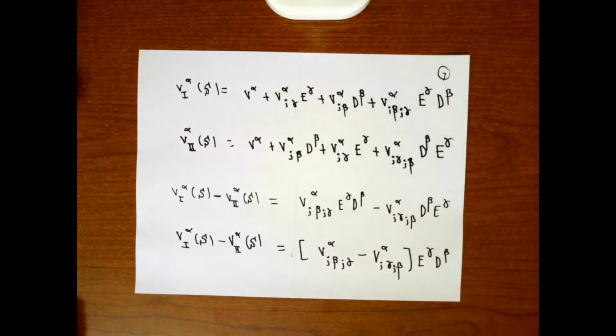And thanks to the fact that I interchanged indexes beta and gamma on that second one, I can factor the E gamma D beta out. This difference, since we're in a flat space, even though we're using some arbitrary coordinate system, is zero. That means that these quantities all have to be zero in the case where we're using arbitrary coordinates in a flat space.